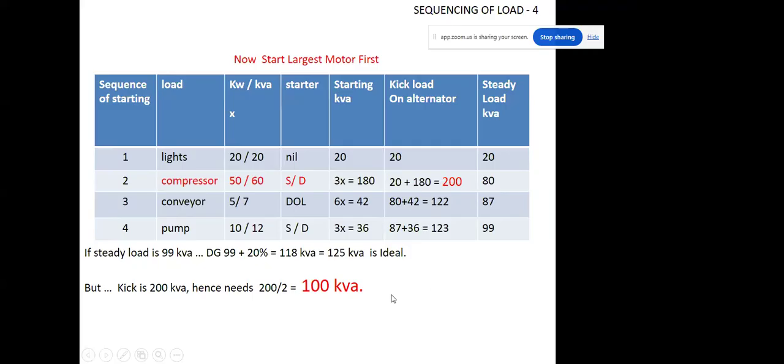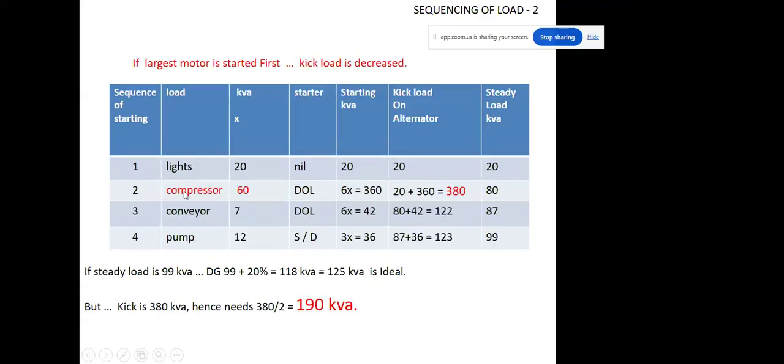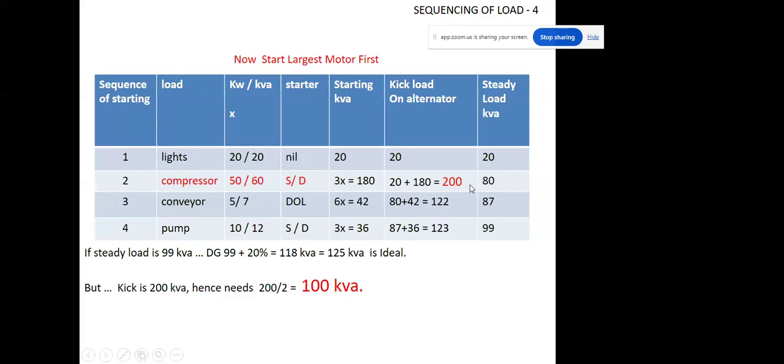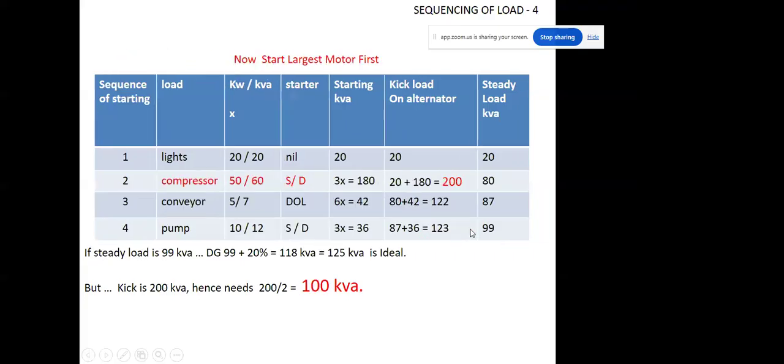But I consider something still different. Now this star delta starter and compressor, can I start it at the second place? If it is okay, then the 180 will come at the earlier, and the advantage is that instead of 219 kick load, my kick load is reduced, thereby reducing the heat losses and so on. But again, this 99 kVA, say 100 kVA, 200 kVA, half of that is 100 kVA. So this is absolutely okay.